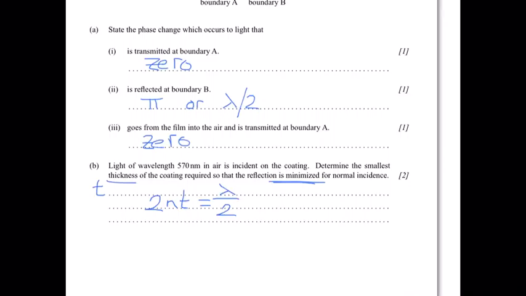So we're asked to find the smallest thickness, so therefore we want n to be equal to 1. If we rearrange that in order to get t, it should come out as t being 110 times 10 to the minus 9 meters.